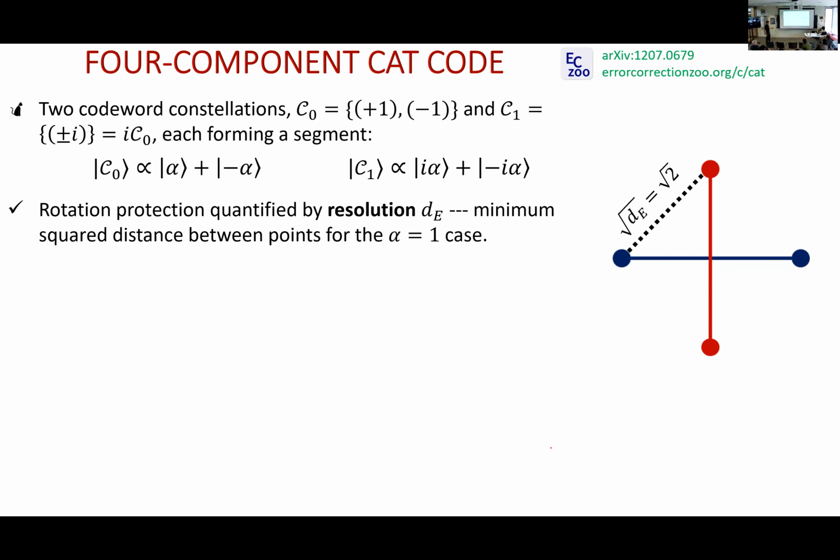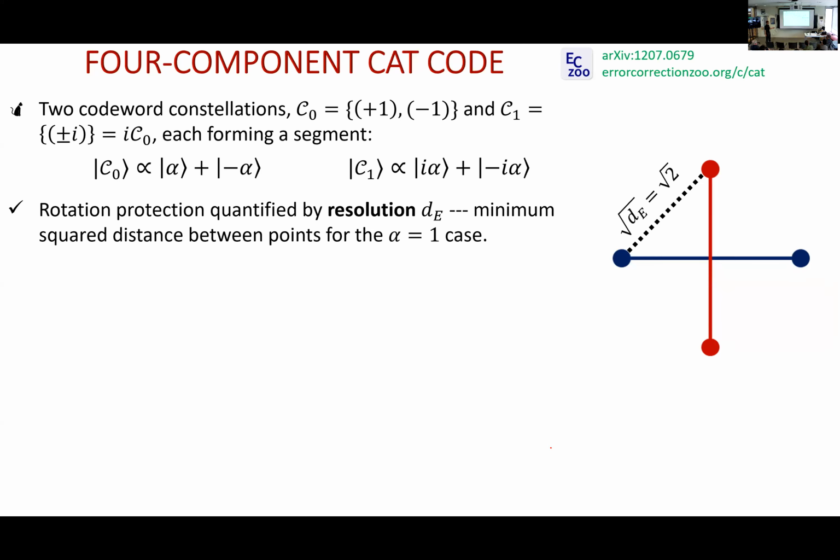And so this protects against random rotations. And the protection is quantified by this resolution. In this case, it's 2. Squaring it because the numbers are prettier. And you would maybe think we're done.